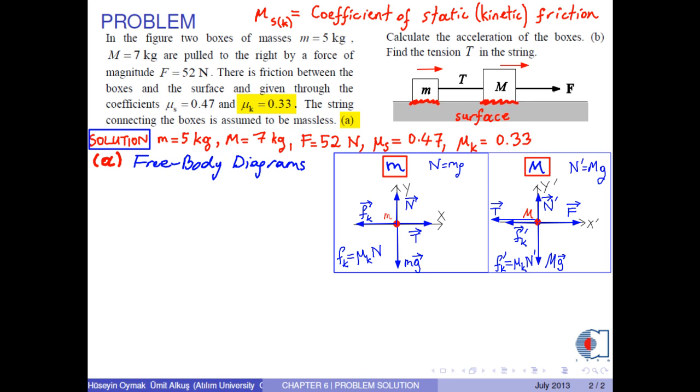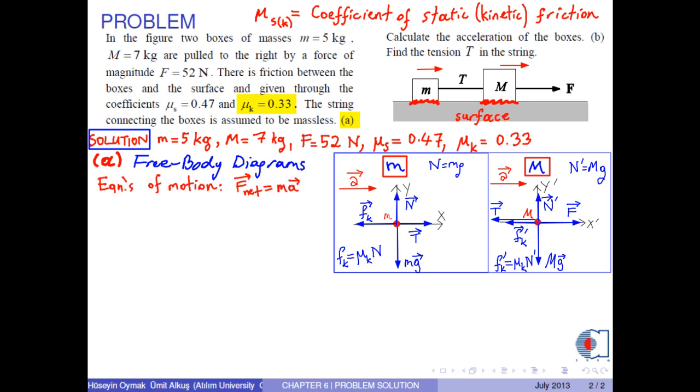Finally, we draw the acceleration vector separately from the body. Since the motion is to the right, we draw the acceleration vector like this. As you see, the acceleration vector is drawn with a different color. Okay, these are the free body diagrams of the boxes.